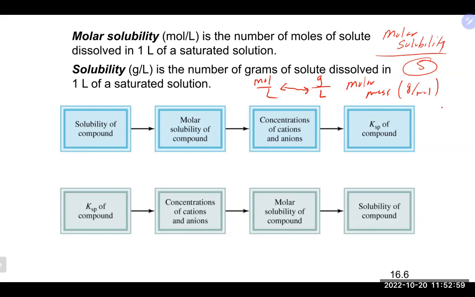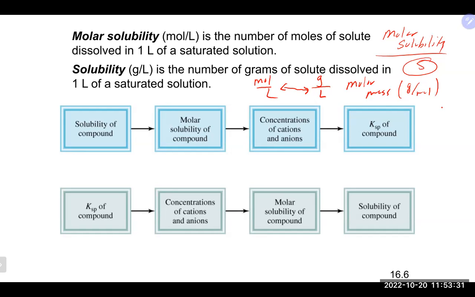Now, the other one does require you to do an ice table, and that is if you're given just the KSP and you want to know the solubility of the compound, either the molar solubility or the solubility in grams per liter, or any other unit of solubility you want. So really the bottom row there does require an ice table. The top one, you could do one. It's sometimes helpful to make sure you don't screw up the calculation. But if you understand molarity and how it works with ions, you don't necessarily have to do it.